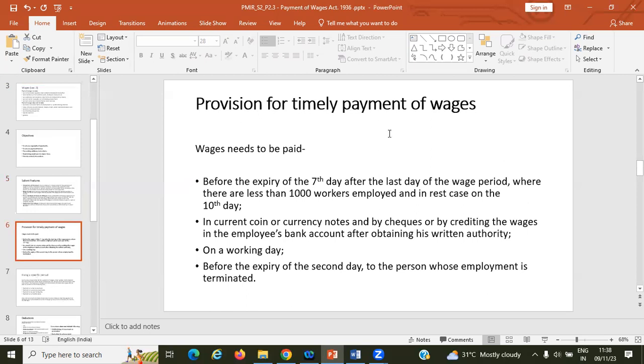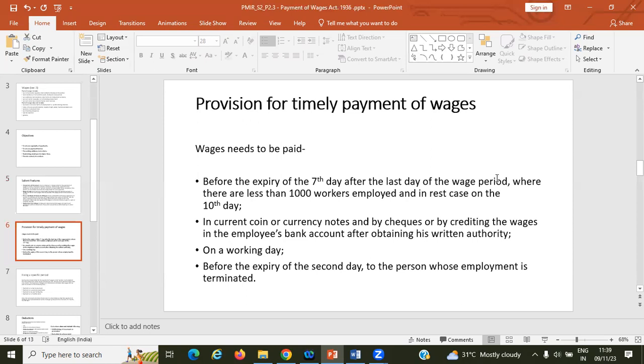Provisions for timely payment. Timely payment is something we read on the objectives. One important objective is to make sure that your payment is on a timely manner, regularity. Wages need to be paid before the expiry of the seventh day after the last day of the wage period. Suppose your wage period is weekly, Monday to Friday or Saturday. So once the week is over, every Monday, next week you will pay.